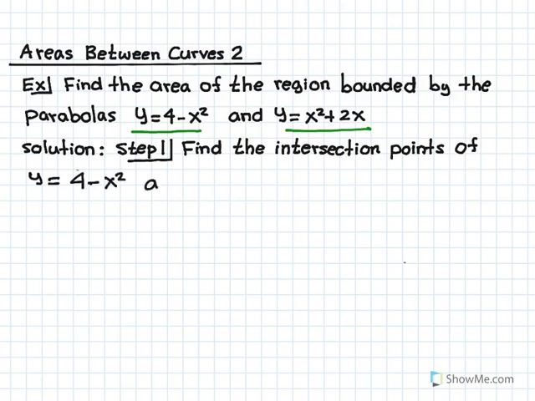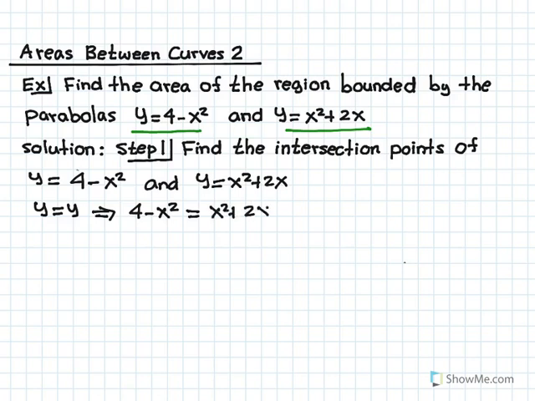and y is equal to x squared plus 2x. To find the intersection point, we let y equals y, and we solve for x. So let's do some algebra. We get 4 minus x squared is equal to x squared plus 2x. Let's bring everything to the left-hand side.